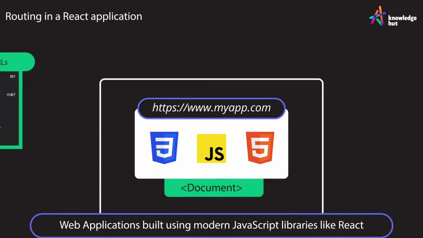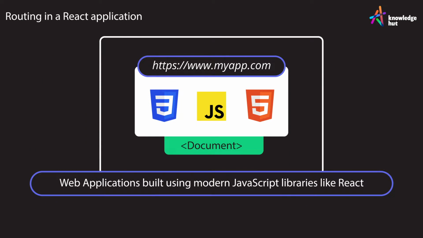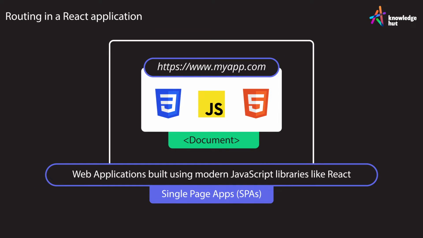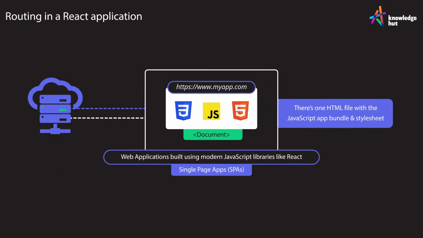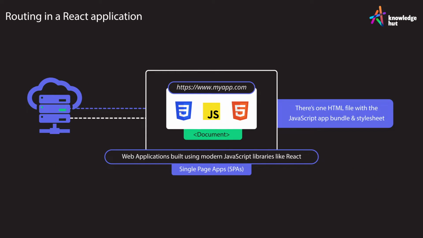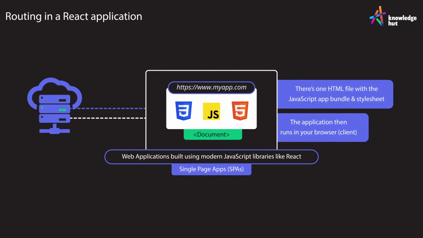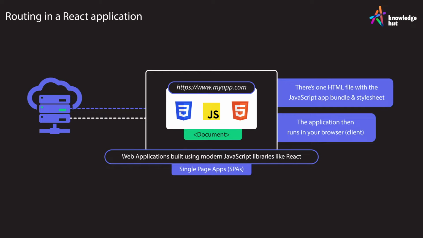But when building a website with a modern JavaScript library like React, the website or application in this case is downloaded into your browser when you first visit the URL. These are known as single-page applications because unlike traditional multi-page sites, there is just one HTML page which gets downloaded with a JavaScript app in a bundle which gets executed in your browser. Thereafter, everything happens in your browser at the client level.